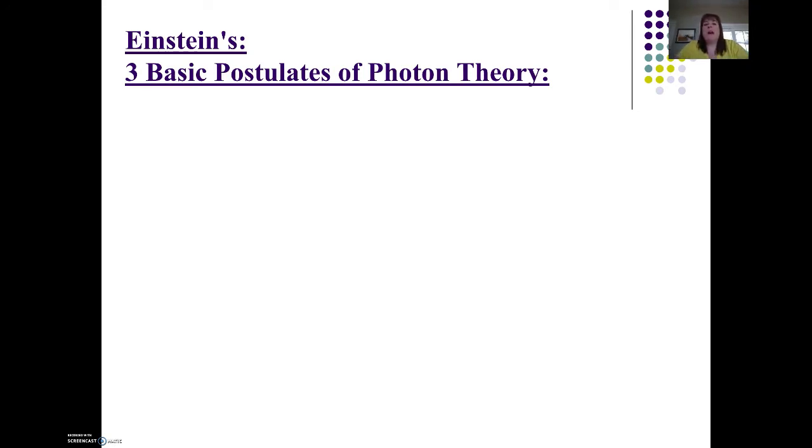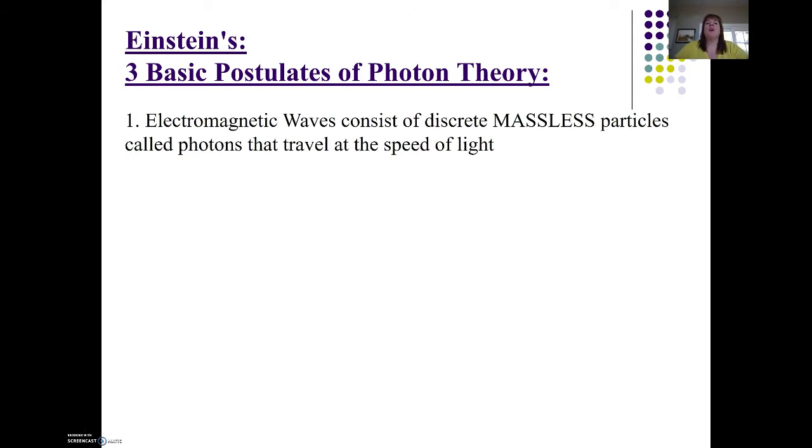Now, this and other evidence, like the photoelectric effect we're going to talk about in a bit, led Einstein to come up with three postulates for photon theory. He really believed that light was a particle. And his postulates say that, one, electromagnetic waves consist of discrete massless particles that he called photons traveling at the speed of light. Massless is very important. Photons are massless particles. You can't use mass in any equation when you're calculating a photon.